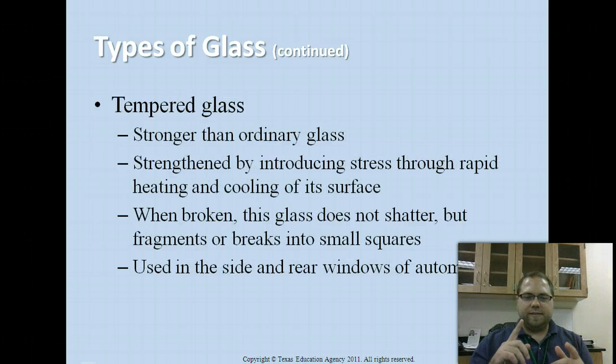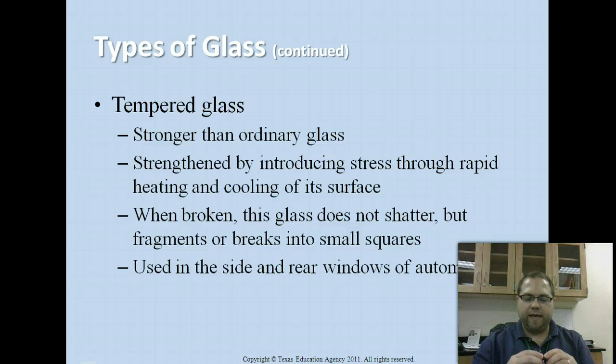Tempered glass. This is where you're going to see generally on automobiles, on side and rear windows. It's real strong. What they do is they heat up the glass during the process of creating. They heat it up and they cool it down several times. What that does is take moisture out of the glass, but also it packs in the molecules real tight, and it makes it a stronger glass.